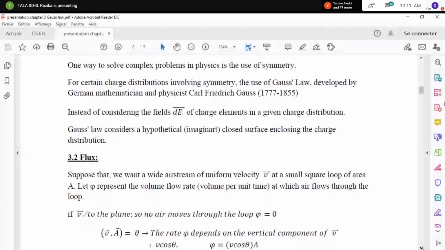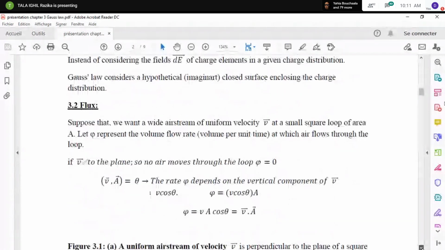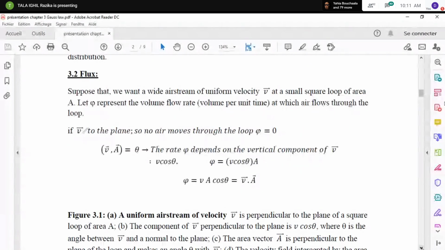Before using the Gauss law, we must define what is the flux. The flux is an algebraic value deduced from a certain vector, which will diffuse according to a surface. So the flux is a general definition, but in our case, for physics, for electricity, we use the flux of the electric field. Now let us first define what is the flux in general.